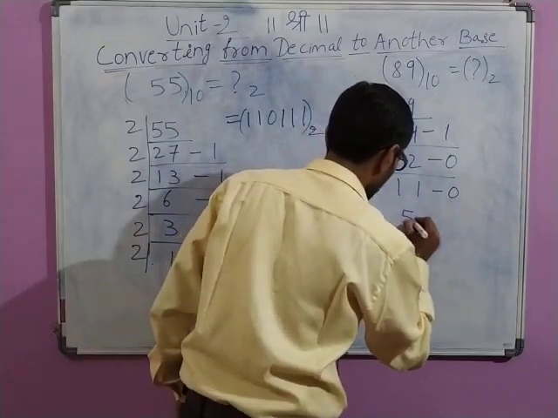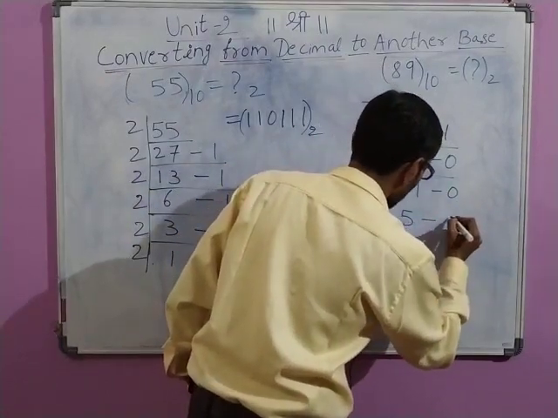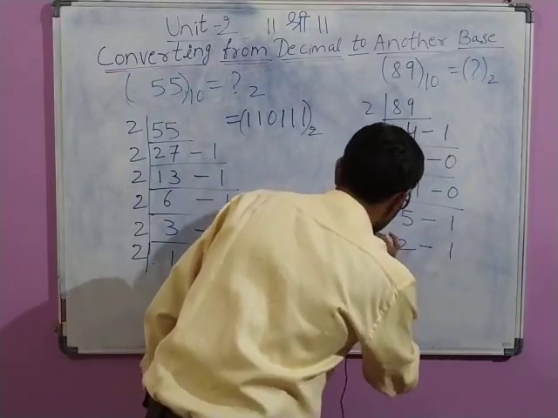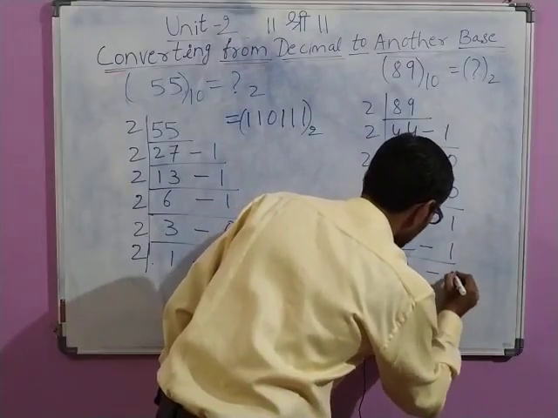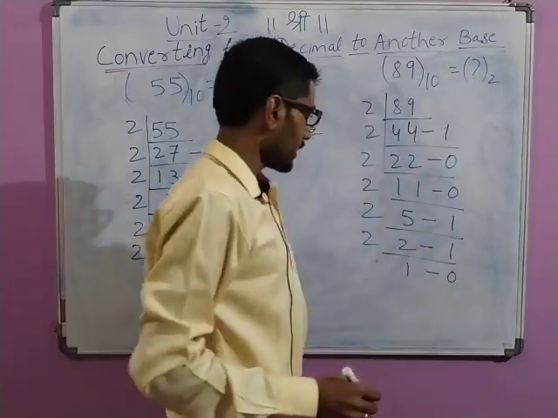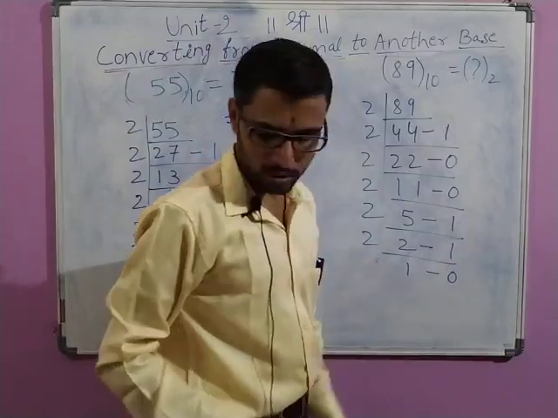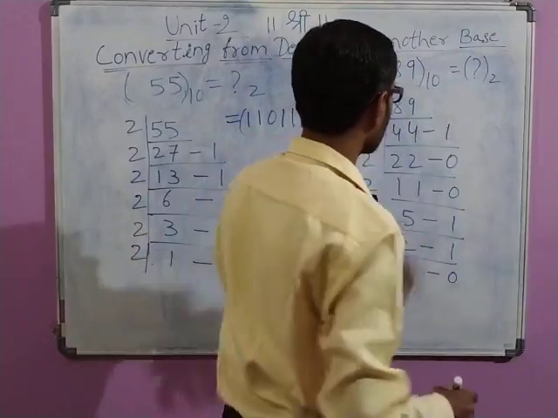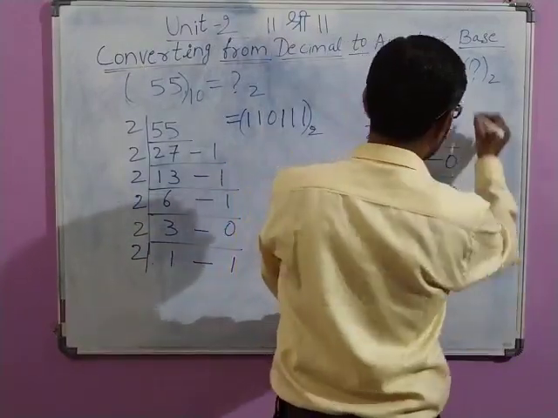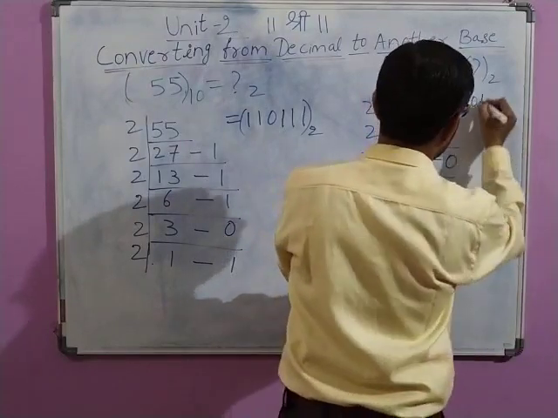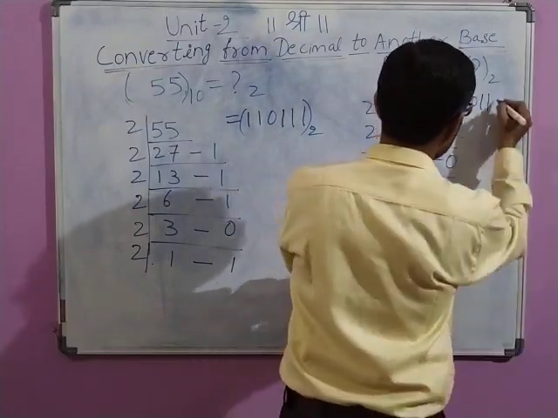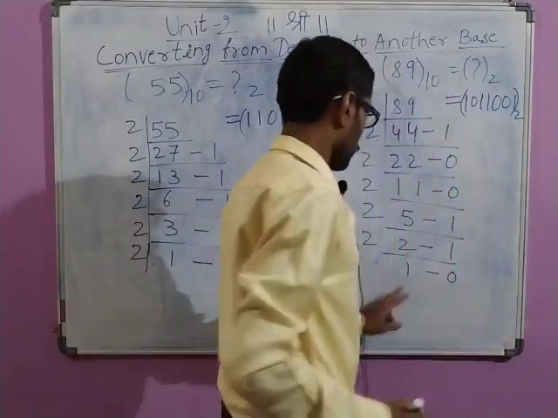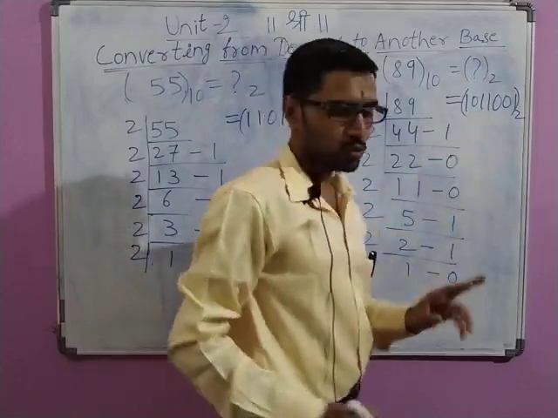Next, 2 5s are 10, remainder is 1. Next, 2 2s are 4, remainder is 1. Next, 2 1s are 2, remainder is 0. So the answer will be 1011001. So the answer I can write as 1011001 to the base 2.